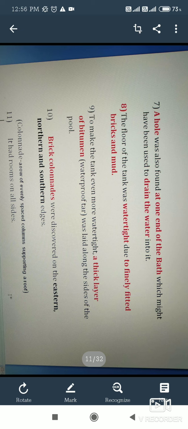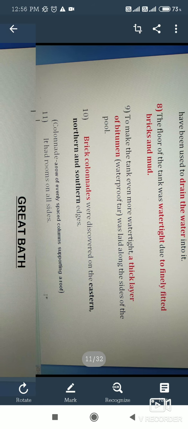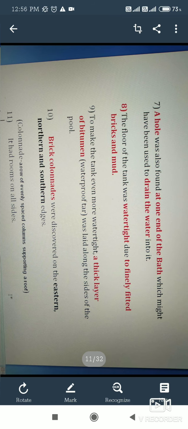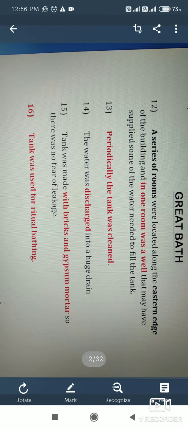Brick colonnades were discovered on the eastern, northern and southern edges. So colonnades means a row of evenly spaced columns supporting a roof. So these are the columns, they are erected on the eastern, northern and southern sides of the great bath. It had rooms on all sides. So on all sides of the great bath they had some rooms.